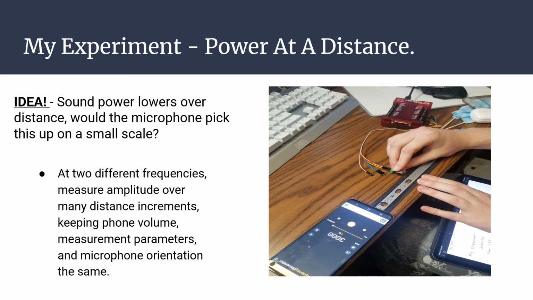So for my experiment, I thought about how sound power or volume lowers over a distance. I was wondering if the microphone could pick that up on a very small scale, specifically a foot. As you can see, I'm using a ruler right here. So I picked 2 different frequencies and measured the amplitude over a bunch of distance increments, 1 centimeter each, while keeping my phone volume measurement setup and the microphone orientation to my phone the same.